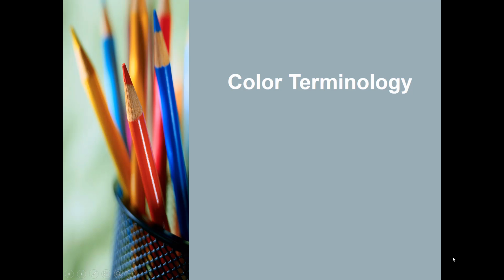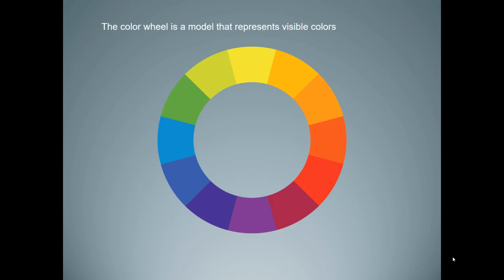Today we're going to talk about the terminology of color and how to choose and use color. This is the color wheel, and it is a model that represents the visible colors.